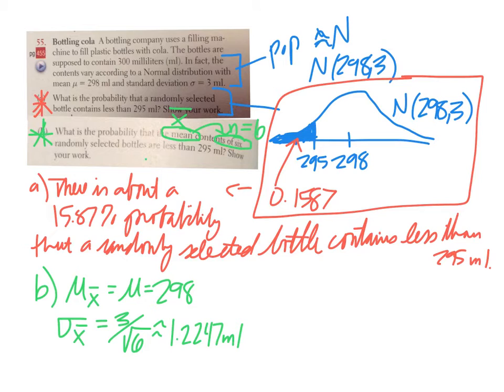I also realized I just did a no-no. I went ahead and calculated it before checking the condition. So I do need to check the 10% condition before I actually use this. So 6 bottles, I'm sure, is definitely less than 10% of all the bottles filled there.